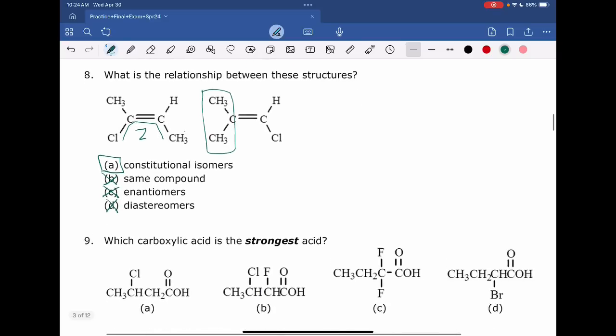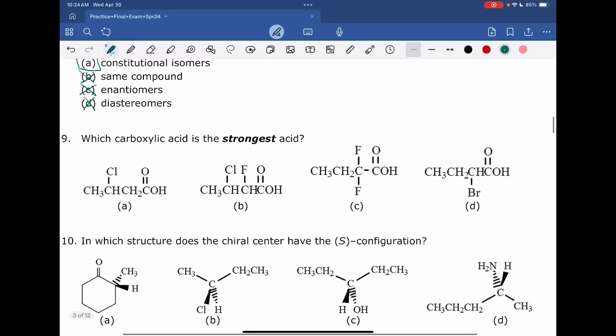Which carboxylic acid is the strongest acid? Okay, so they're all carboxylic acids. This is just asking you about the inductive effect. Whenever you have a very electronegative atom around something, that's going to lower the pKa by a bit. So which one has the most electronegative atoms close to the most acidic H, which we know is the carboxylic acid one?